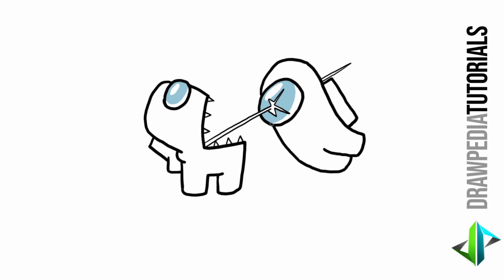Now for the remaining lower part of the visor, I'm gonna fill that space with darker light blue color, like that. And I'm gonna do the same thing for the imposter's visor.